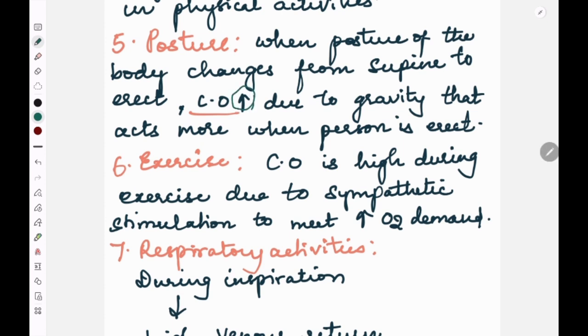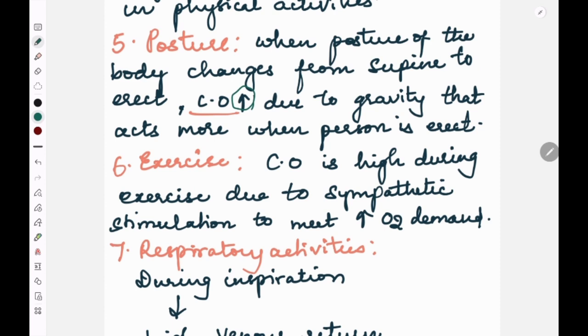Cardiac output increases due to the gravity that acts more when the person is standing. Whenever the person is standing, the blood goes towards the legs because of the effect of gravity. Gravity is the force that pulls the blood downwards. Because of that, the heart has to pump more blood in order to supply the upper parts of the body. That is why the cardiac output is more when the person is standing.